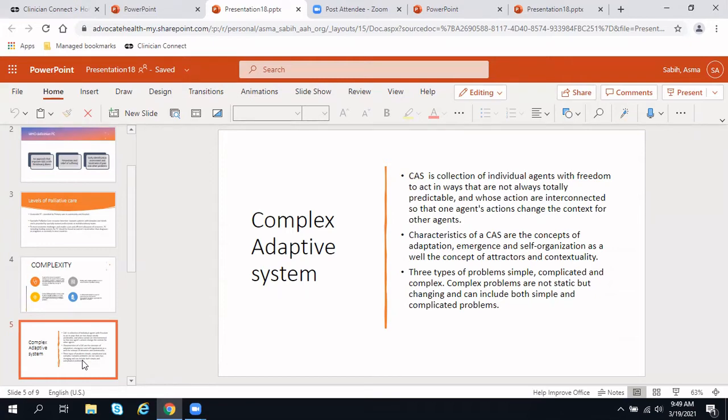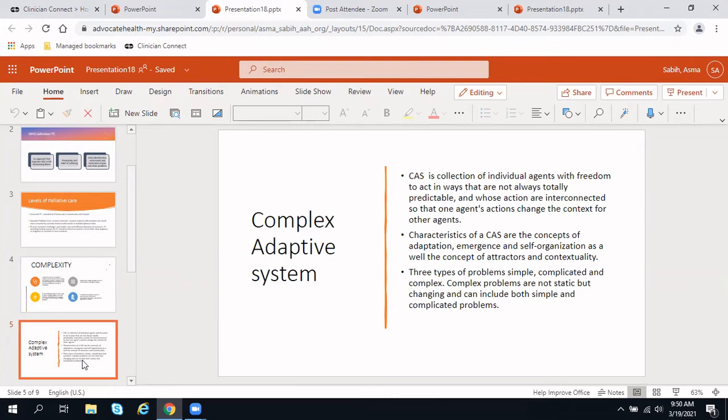contextuality. Now, there are three types of problems: simple problems, complicated, and complex. And the complex problem can include both simple and complicated. One thing about a complex problem is that it's not static, it changes. So basically, we have a team here, and the team members are the agents, and each agent, like our providers, physicians, nurse practitioners, social workers, all of us interact, and each of us has a say, and that leads to approaching the goals of the patient in collaboration.